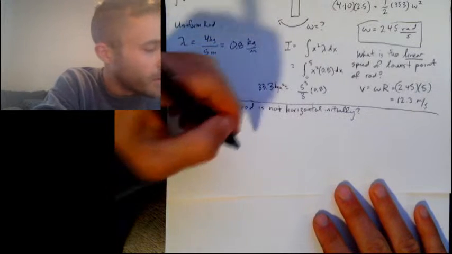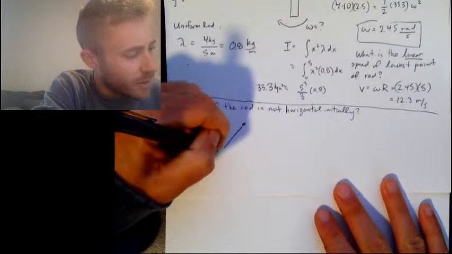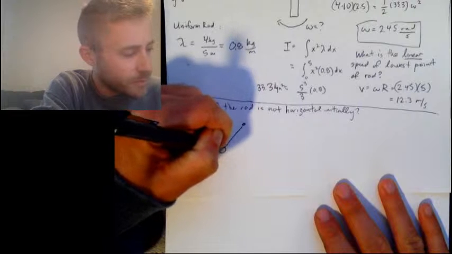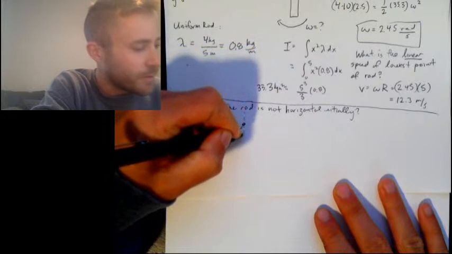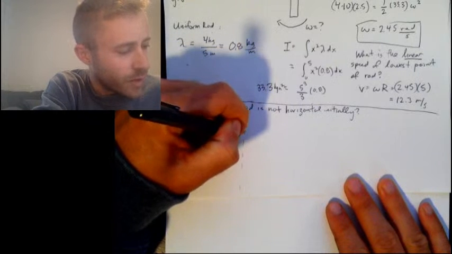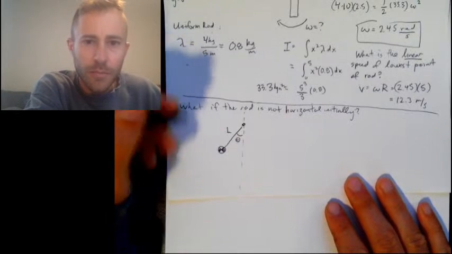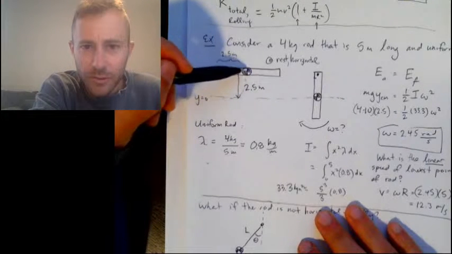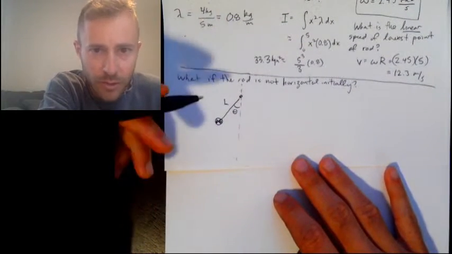So for example, here's the point where it's pinned, and let's say here's the center of mass, and here's the vertical. This distance is L, and let's suppose that it starts out at some angle theta to the vertical. It was really easy to figure out how high the center of mass starts out when it's horizontal. It's still pretty easy, but a little bit trickier when it starts out at an angle, so I just wanted to discuss that.